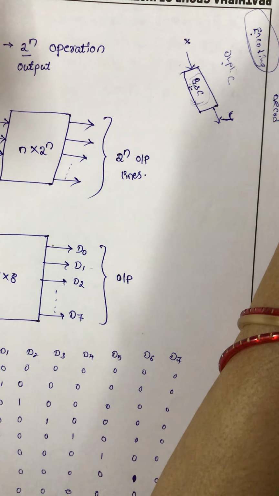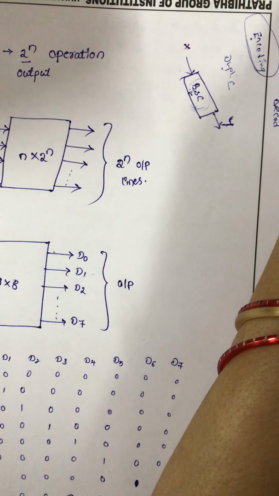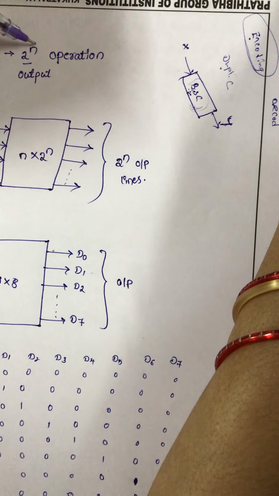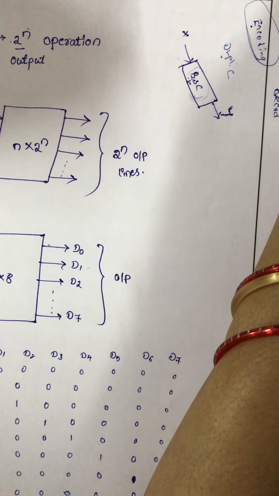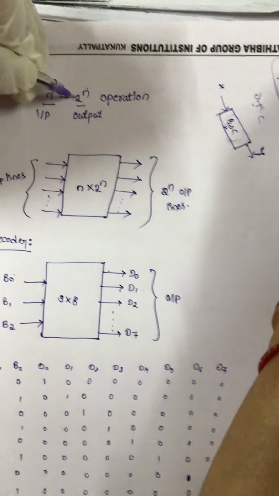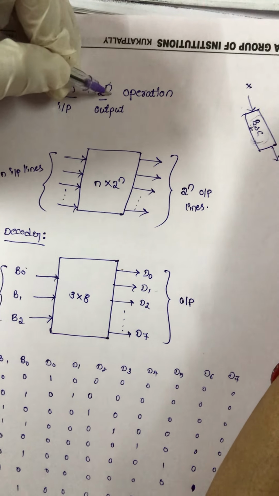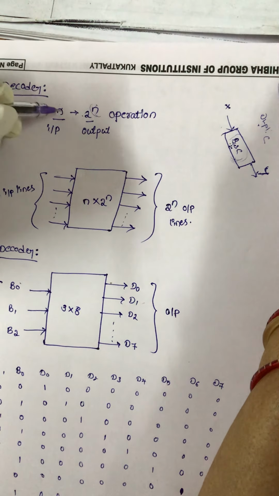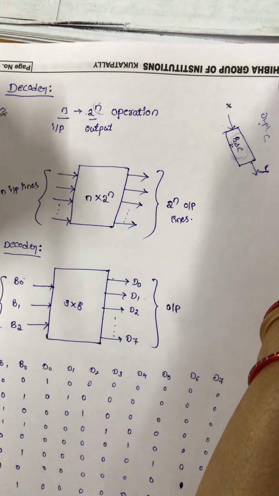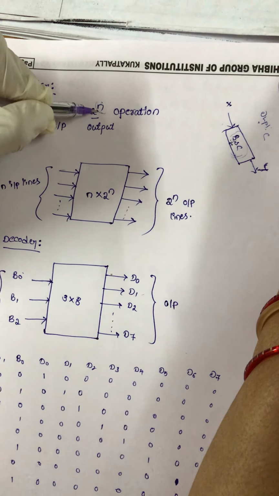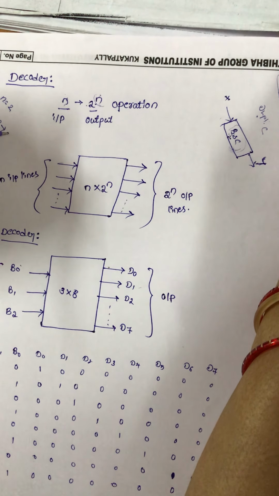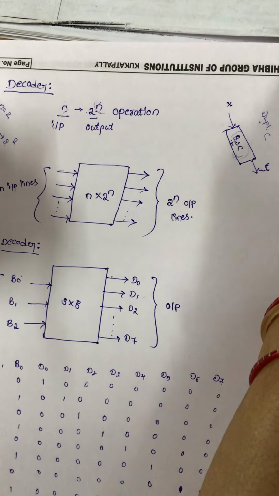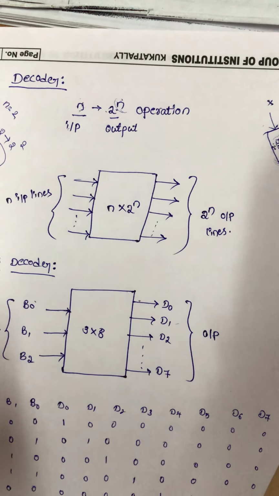The total decoder can be explained in the simple formula, that is n to 2 power n. So n to 2 power n means here n is the input lines, 2 power n are the output lines. For example, n equals 2, then n to 2 power n: here n is 2, so 2 to 2 power 2 means 2 to 4 type of decoder.